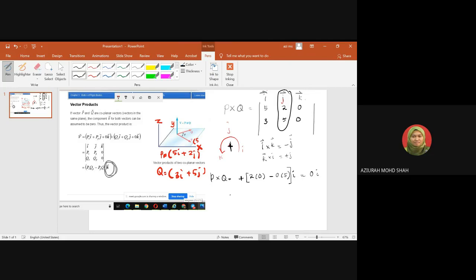Jadi yang ni kita akan letak tanda negatif. Dalam your nota dia letak tambah. Sebenarnya dia dah masukkan sekali dah. Nanti dalam calculation itu dia tulis secara general. Yang ini saya dah lebih spesifikkan terus. Dia dah tahu dah ini akan jadi negatif because we cross the unit vector I with K. So dia akan dapat negatif J.